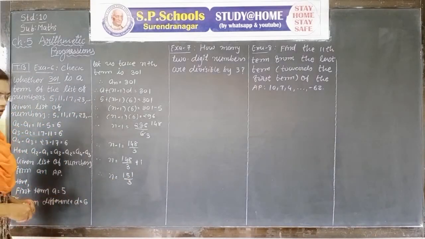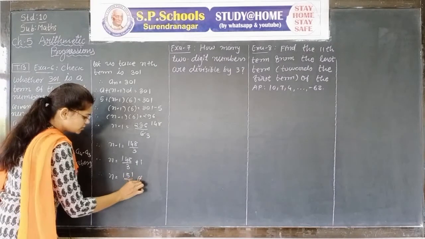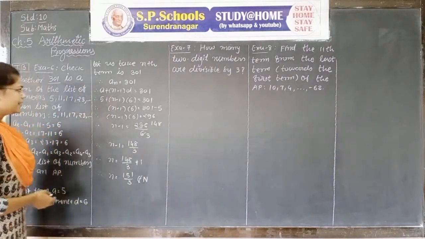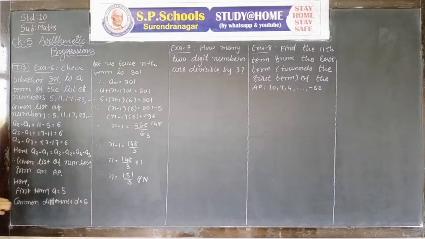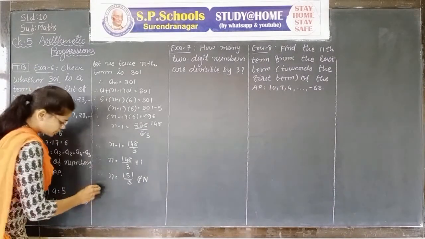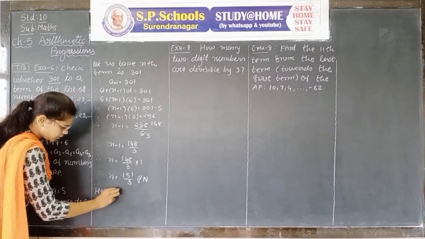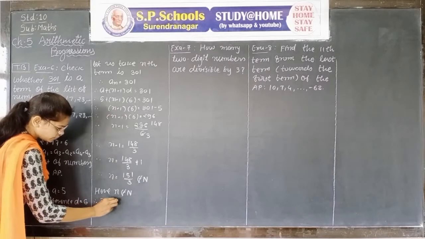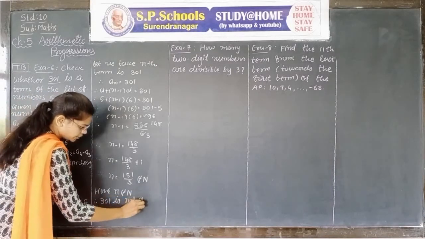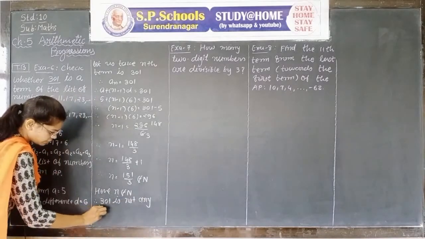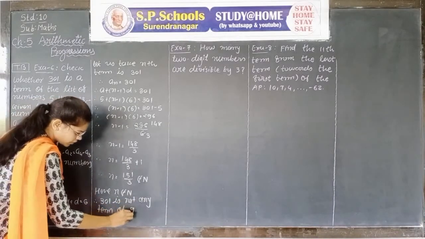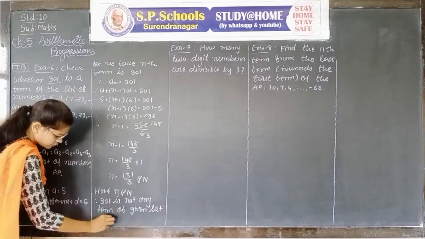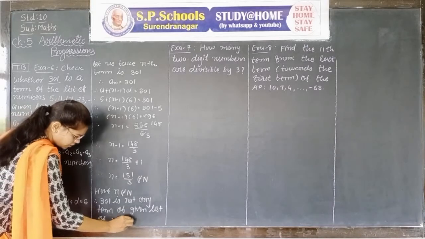We know small n belongs to capital N compulsorily. It does not belong to capital N. Here the small n does not belong to capital N. We can say that 301 is not a term of the given list of numbers. Therefore 301 is not any term of the given list of numbers.